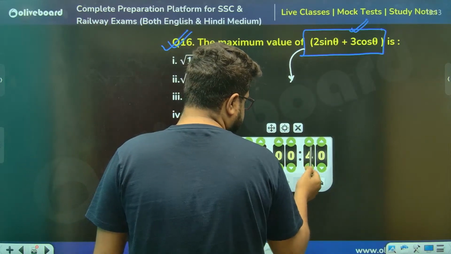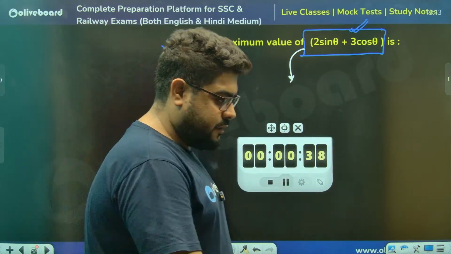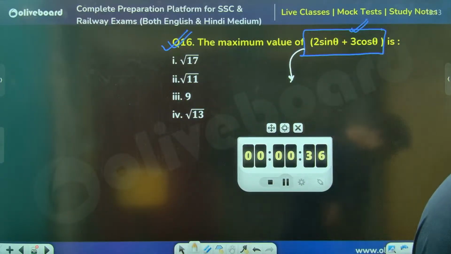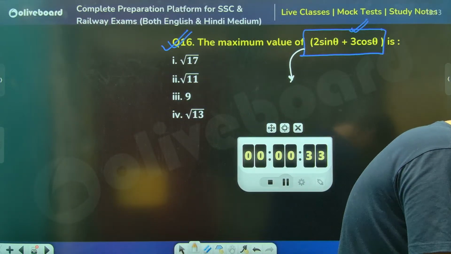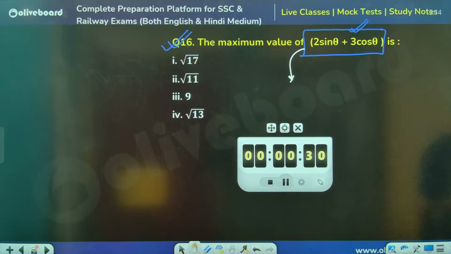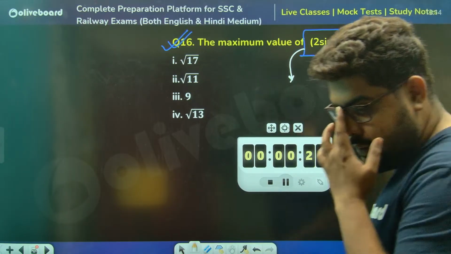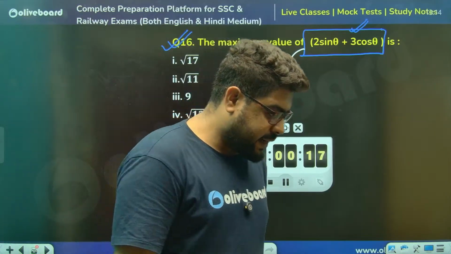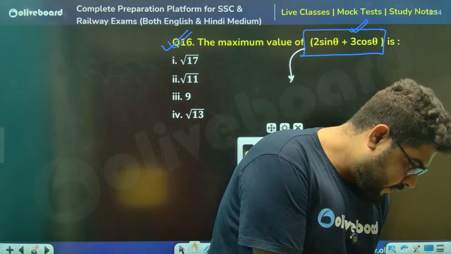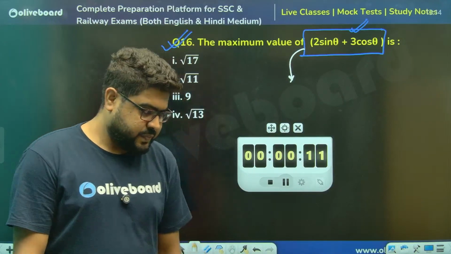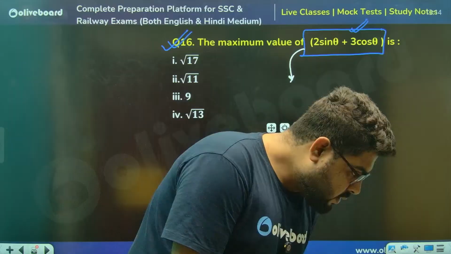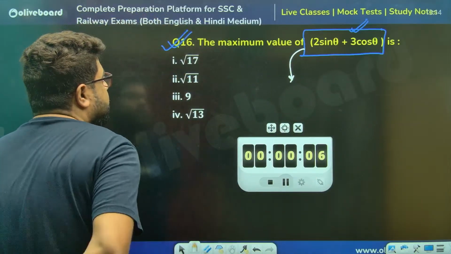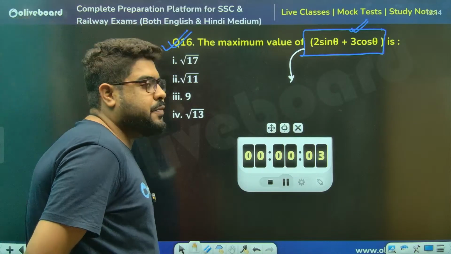Chalo, 40 seconds I'm giving you guys. Please solve. Ravi is saying something. Root 13. Yes, those who know, it will be a 10-seconder. Theek hai? Chalo. Anyone?